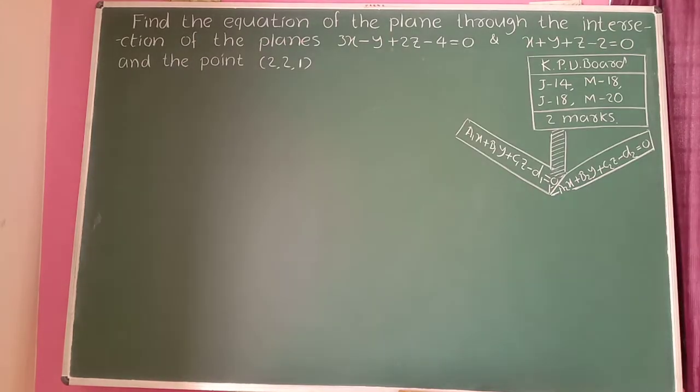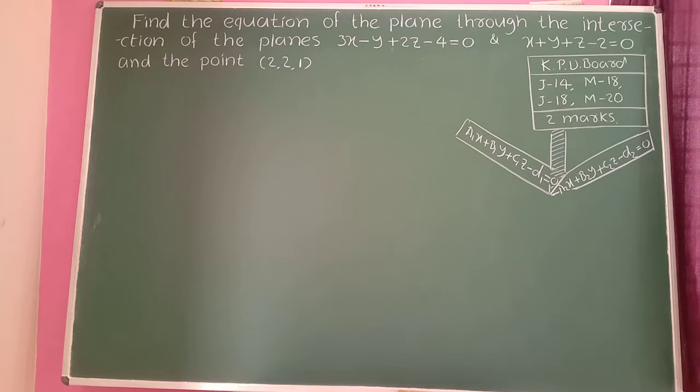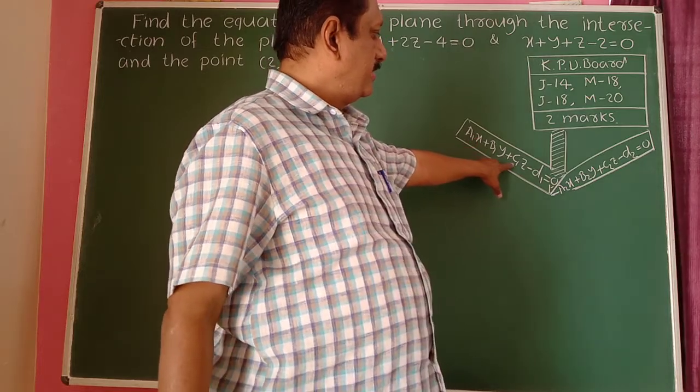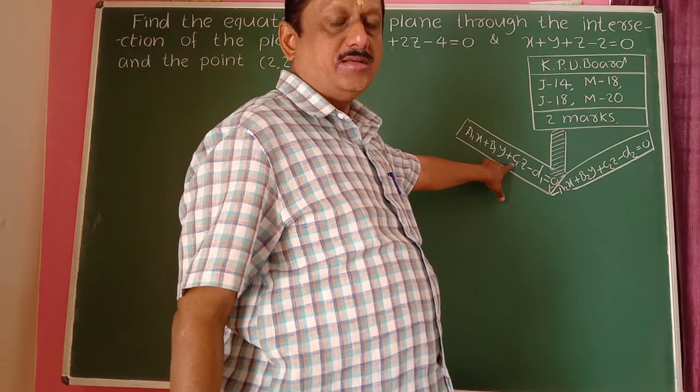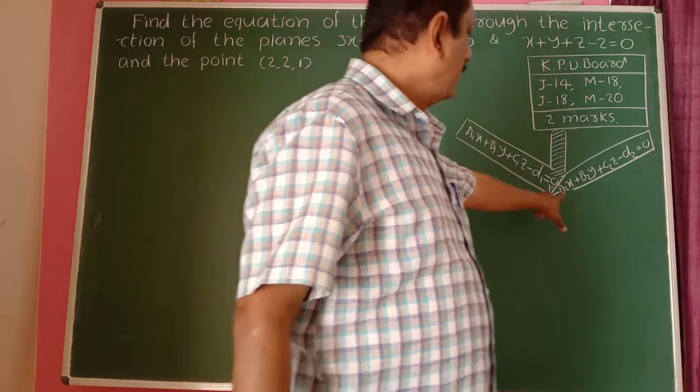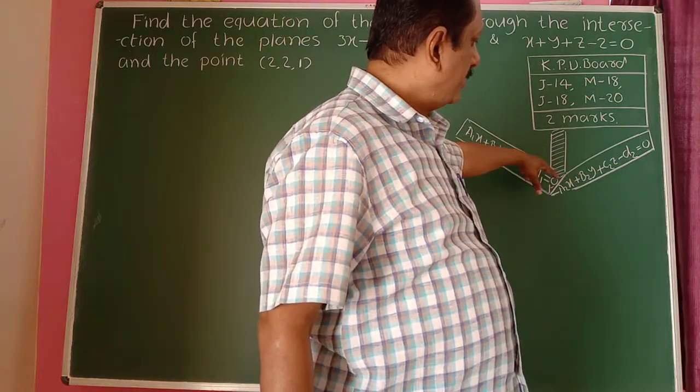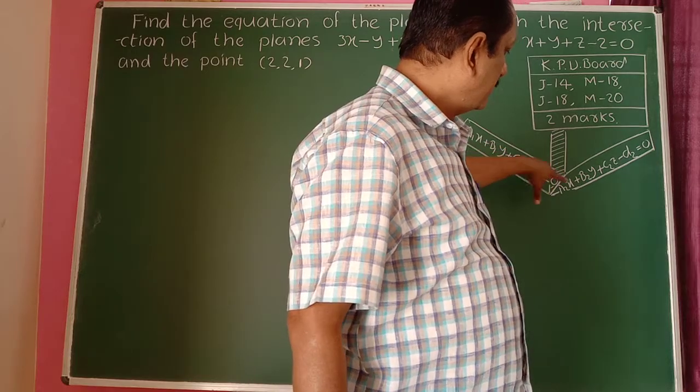So find the equation of the plane through the intersection of the planes 3x minus y plus 2z minus 4 equal to 0 and x plus y plus z minus 2 equal to 0, and the point 2, 2, 1. So here, suppose one plane is a1x plus b1y plus c1z minus d1 equal to 0. It is in the Cartesian form here. And one more equation of plane this one. Here this is the required plane, passing through the line of intersection of these two planes.